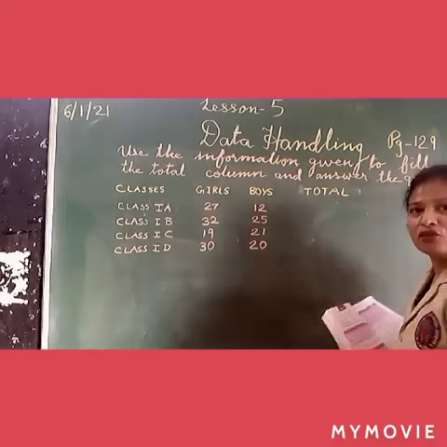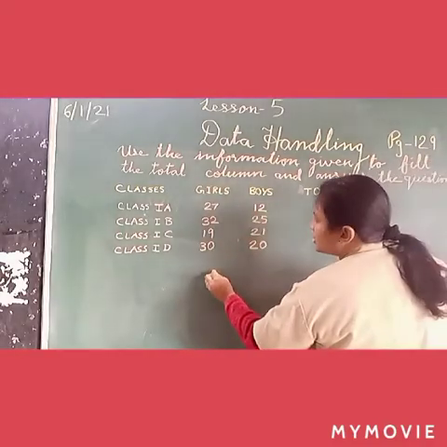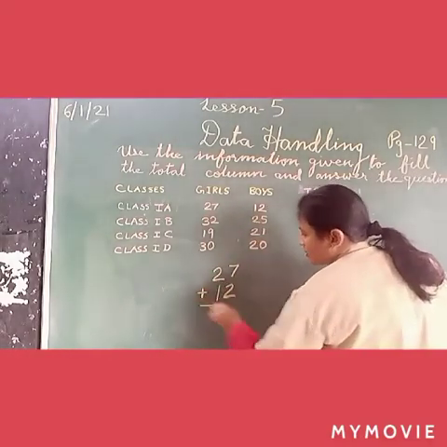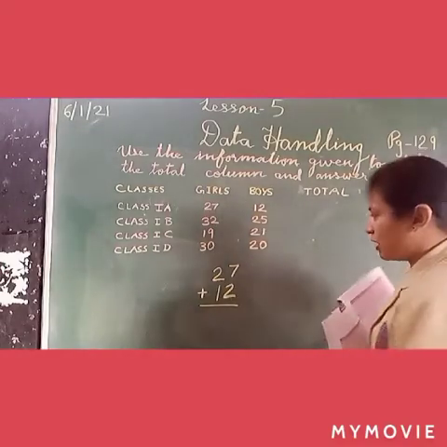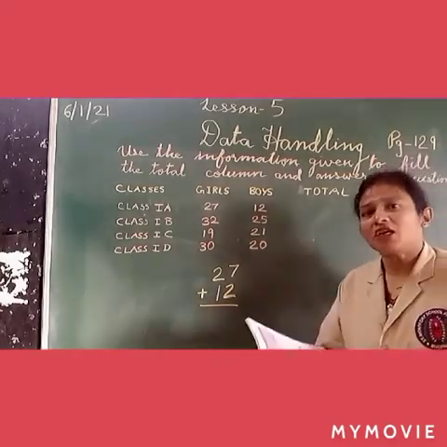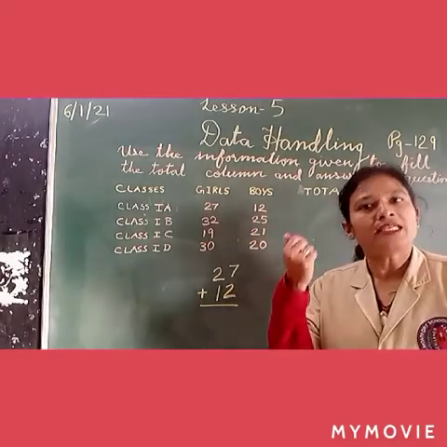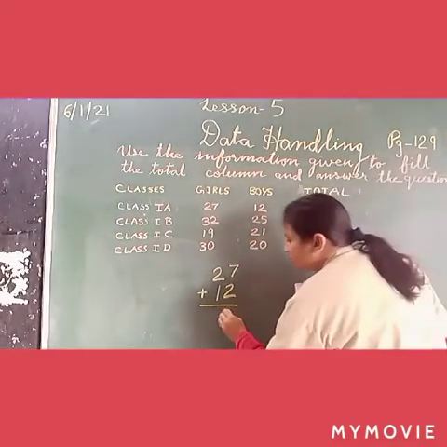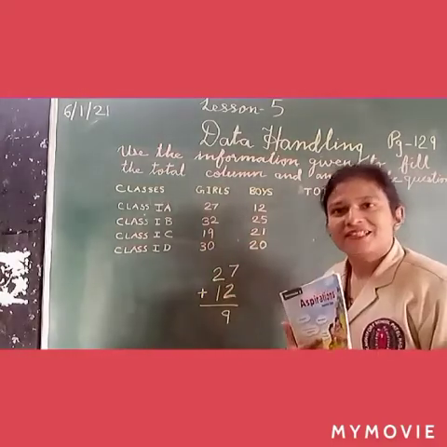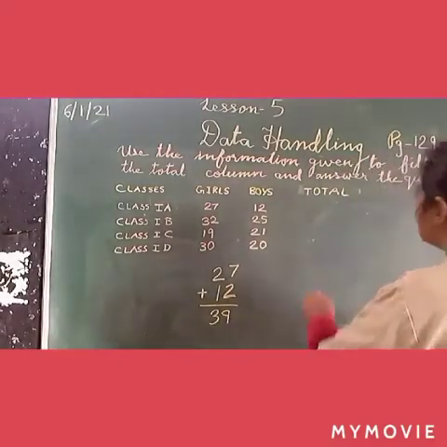Let's start from 1A. Number of girls 27, number of boys 12. Now you have to add. As you know, you will start from the ones place. 7 plus 2 is, keep the 7 in mind and take out 2 fingers and count after 7: 8, 9. So you will write 9 here and come to the tens place now. Now 2 plus 1 is, yes, you know that 2 plus 1 is 3. So, total number of students in 1A is 39.